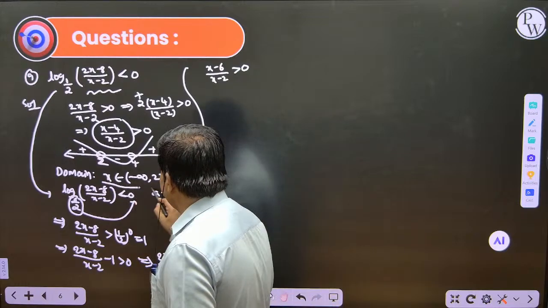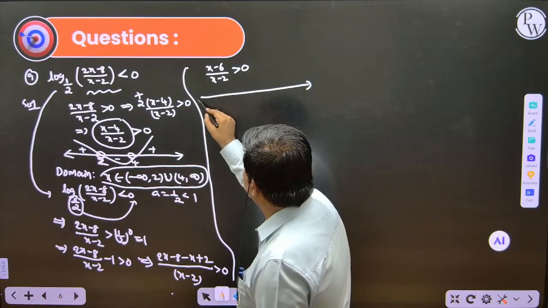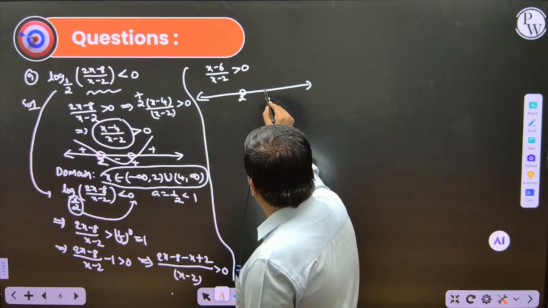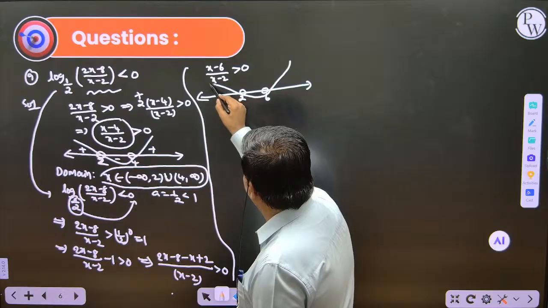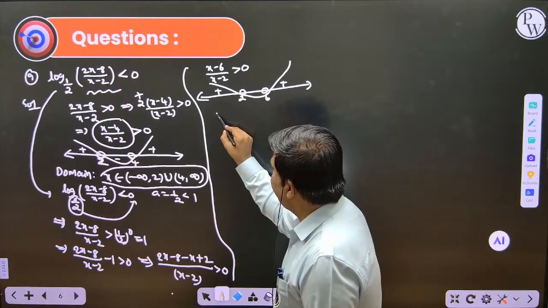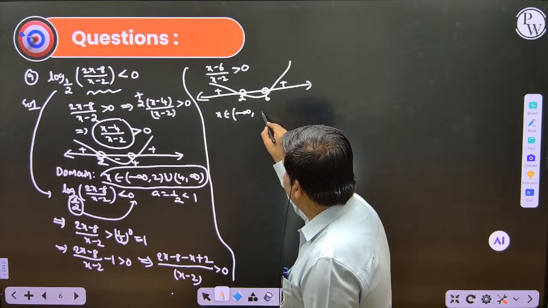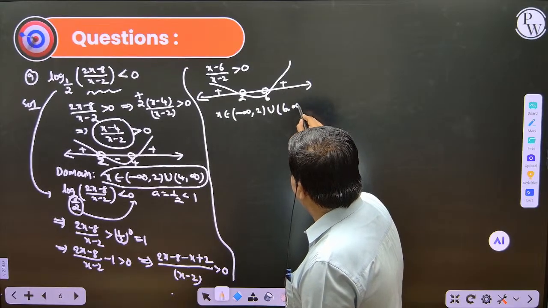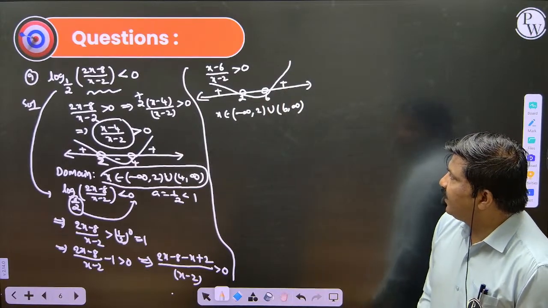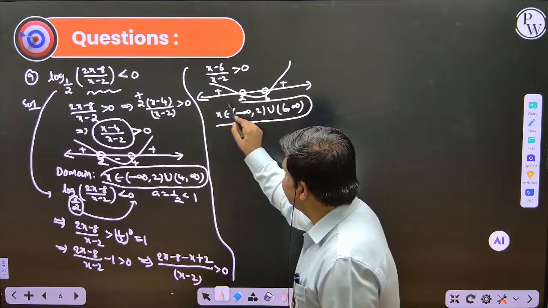Here we already found the domain. Now again apply the wavy curve here. Here is 2, here is 6. Both you take open. Start the wave from here, it crosses. Positive means this one. So therefore x belongs to minus infinite to 2 union 6 to infinite. So now you got your solution actually.